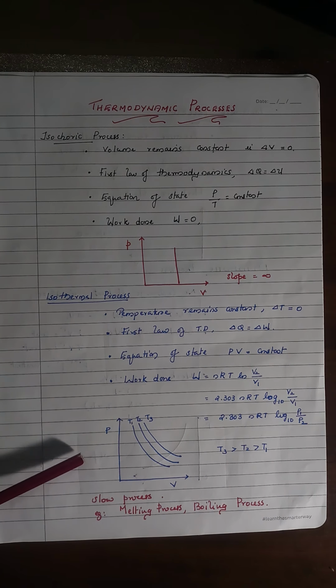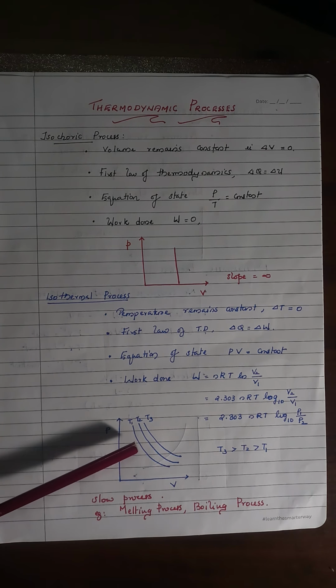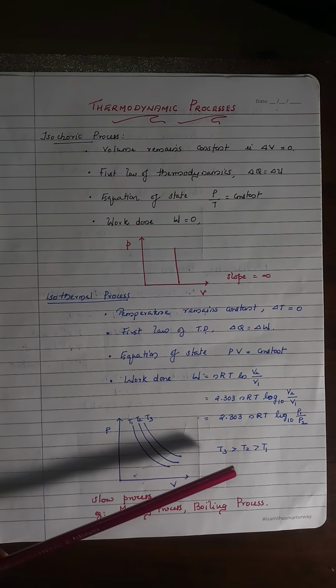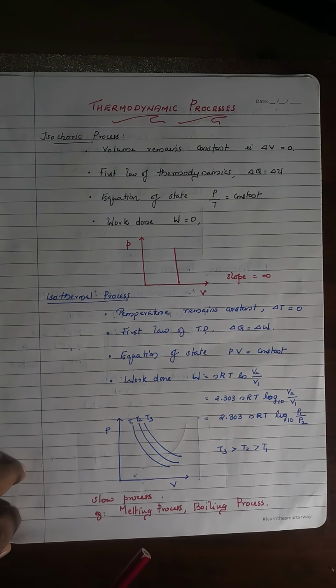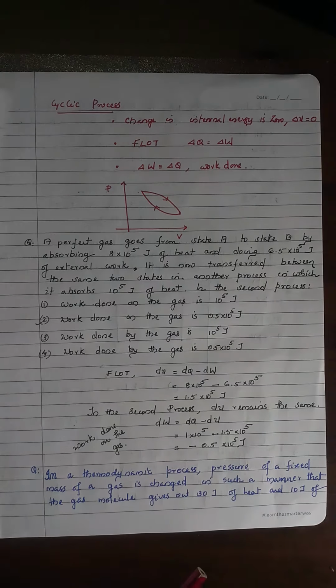Look at the isotherms, the different curves. It's a very important entrance exam concept. Which one is greater? T3 is greater than T2 is greater than T1. And we can think with a good concept: the thermodynamic isothermal processes are slow processes, and we can quote the best examples as melting, boiling, etc.